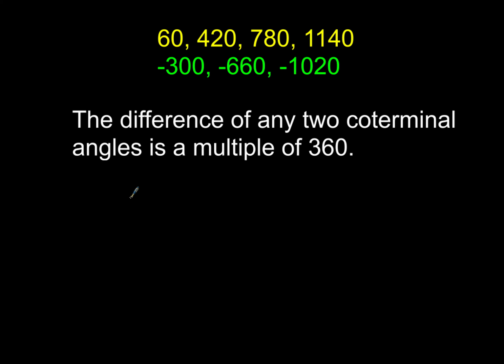So what that means is, if you took any two of them, say 60, and you subtracted negative 300, when you do that arithmetic, you're going to get 360, which obviously is a multiple of 360. But say you did 420 minus negative 300 degrees. If you find their difference, you get 720, which is another multiple of 360. So any pair of coterminal angles will always have a difference that is a multiple of 360.